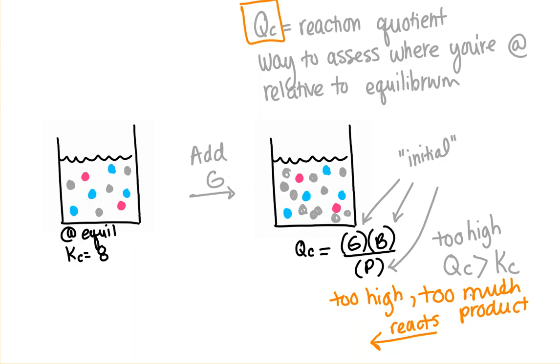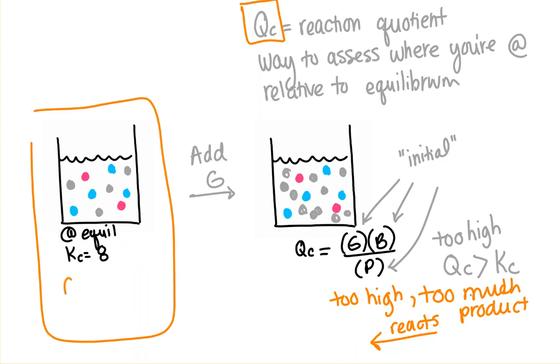Now I could calculate a Qc for this situation here. If I was doing this one, when I calculated my Qc, I would just put in the concentrations and I would get 8. And so when these are equal, that's when you're at equilibrium. Again, the Qc is just a way to see where you are relative to equilibrium.